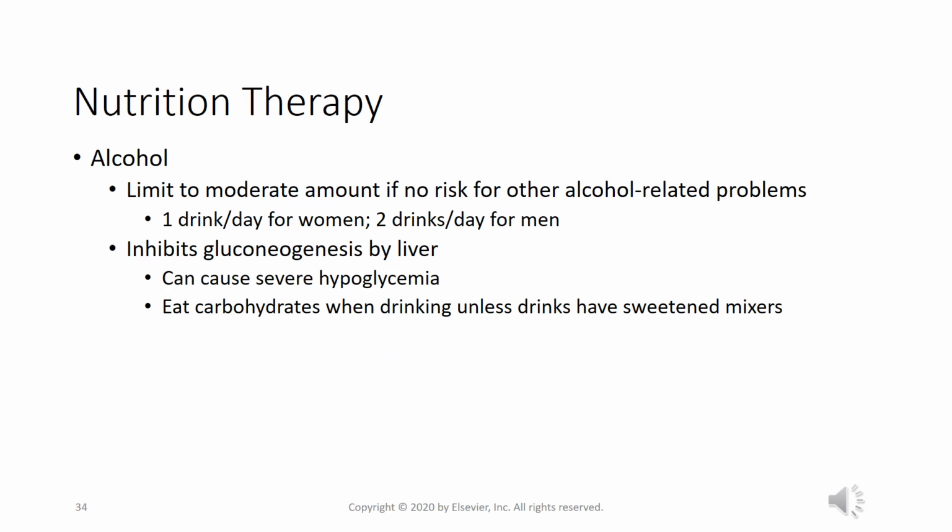So alcohol would be 1 drink a day for women and 2 drinks a day for men. When people think of alcohol, they usually think of carbs and sugar and hyperglycemia. But one thing that I want to point out, and please star this on your slide, is that alcohol in excess actually inhibits gluconeogenesis by the liver.